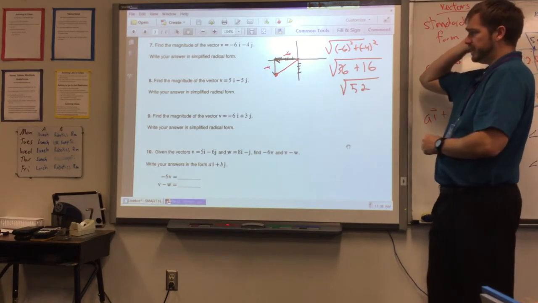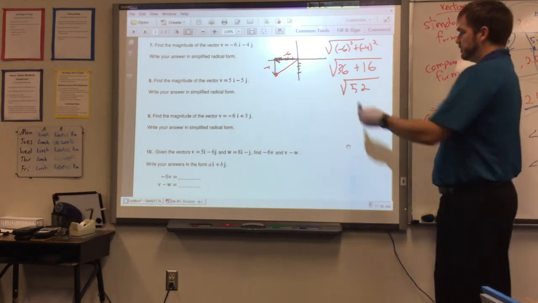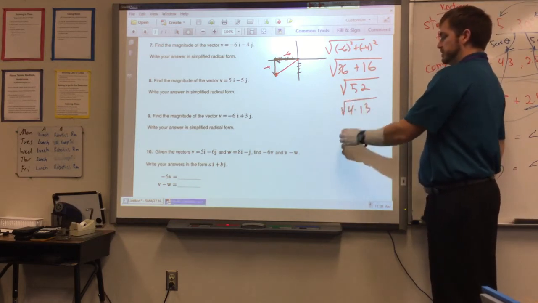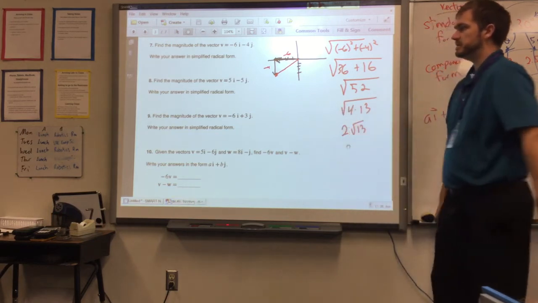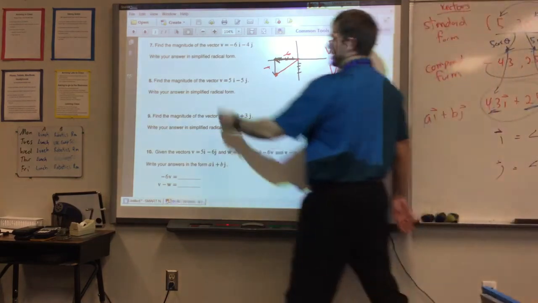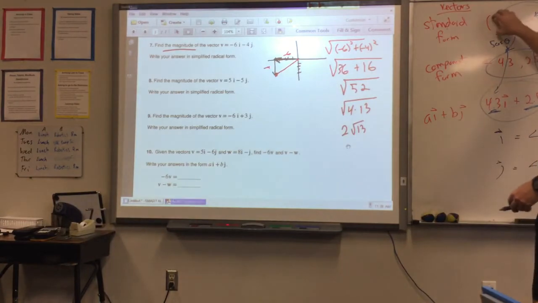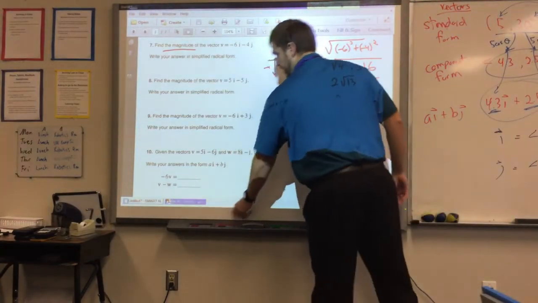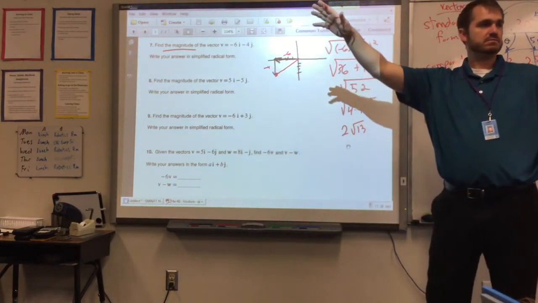And they want us to simplify this. Are there any perfect squares that go into 52? 4 and 13? So I can split that up into square root of 4 times 13. I can pull out 2, so 2 root 13 is in simplified radical form. The key there was the word magnitude. That's the indicator that you're going to use the Pythagorean theorem. Any questions?